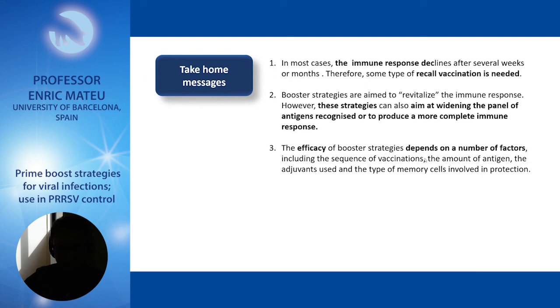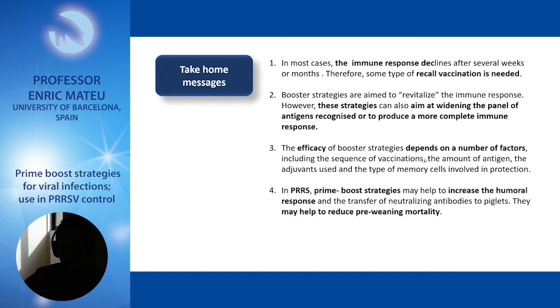The third one is that the efficacy of these booster strategies depends on a number of factors. And these factors will include the sequence of vaccinations, the amount of antigen, the adjuvants, and the type of memory cells involved in protection in each case. The fourth is that in sows, these prime booster strategies may help to increase the humoral response and the transfer of neutralizing antibodies to piglets. As a result, they may help to reduce pre-weaning mortality.